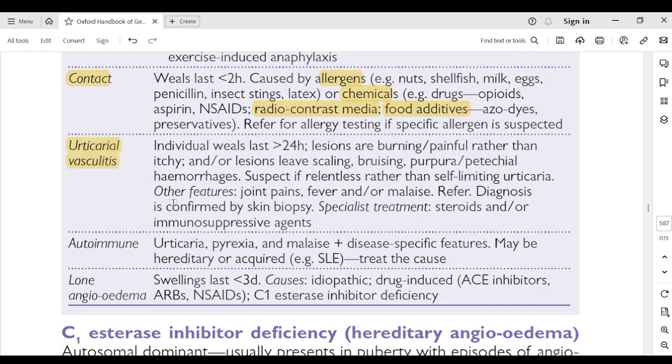Urticarial vasculitis. Individual wheals last more than 24 hours. Lesions are burning or painful rather than itchy, and the lesions have scaling, bruising, purpura or petechial hemorrhages. Suspect if relentless rather than self-limiting urticaria. Other features are joint pains, fever or malaise. Refer. Diagnosis is confirmed by skin biopsy, specialist treatment, steroids and or immunosuppressive agents.